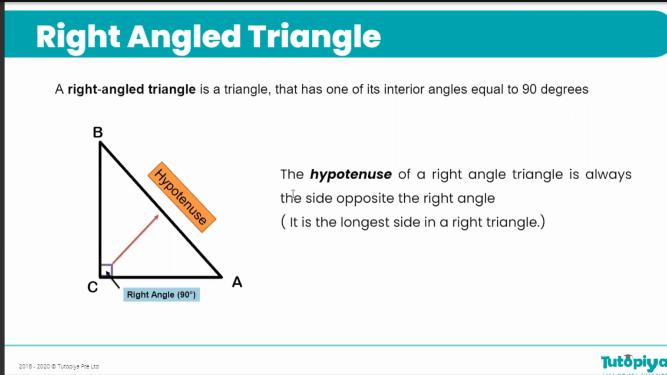Now, the hypotenuse in a right-angled triangle is the side that's opposite to our right angle. So over here, this is my right angle, and the side that I have right opposite of it, this length AB, is called the hypotenuse. An additional fact that you need to remember about the hypotenuse is that it is always going to be the longest side in any right-angled triangle.